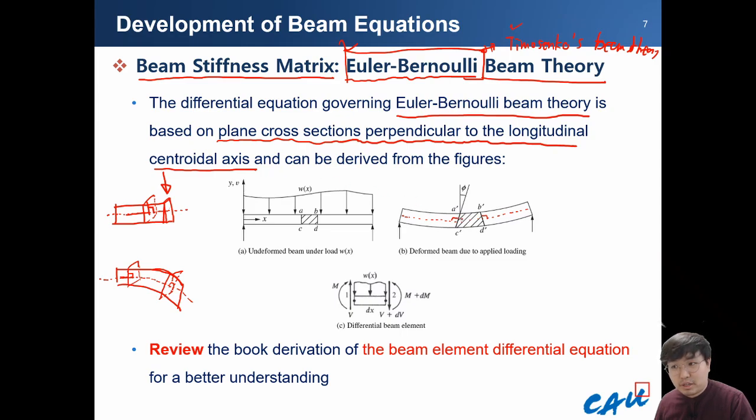However, if you feel it's not orthogonal, that means this beam structure does not follow the Euler-Bernoulli beam theory. So this beam structure will be a Timoshenko beam. This is an assumption of the beam theory. So please remember this.